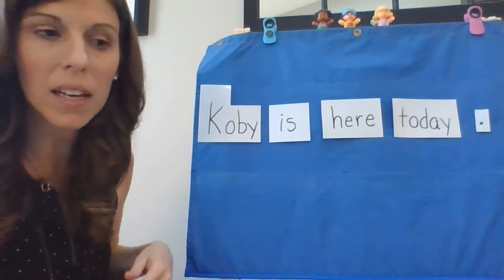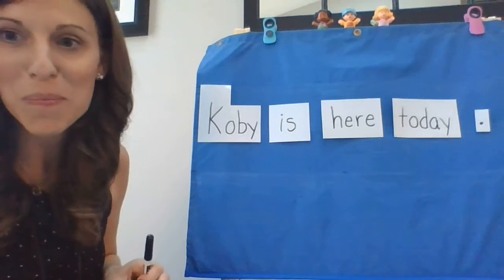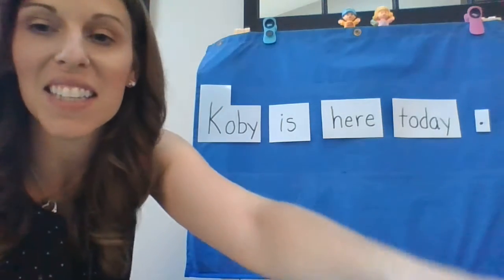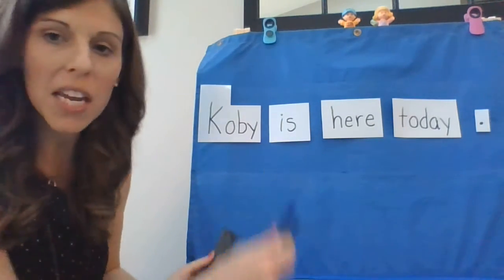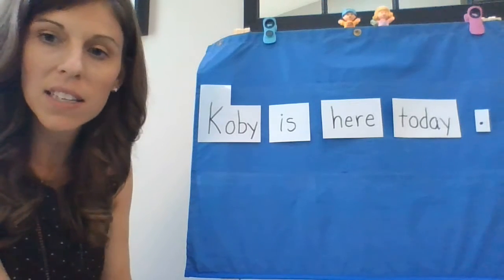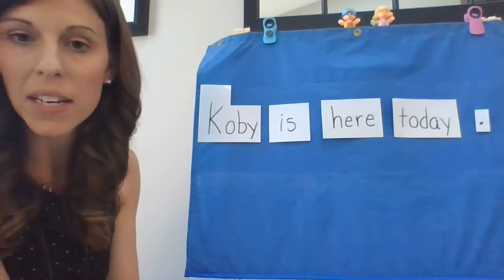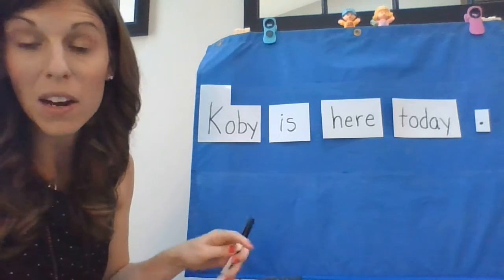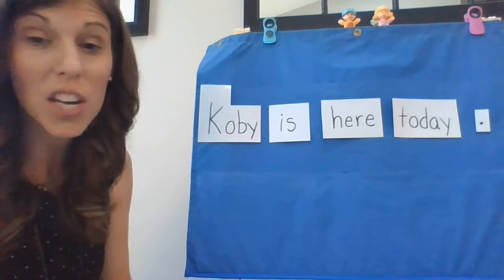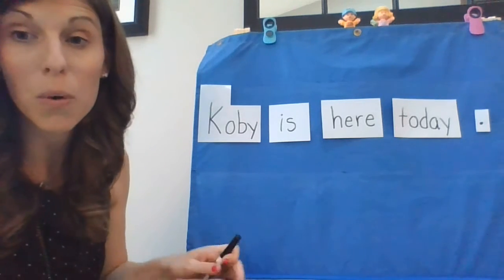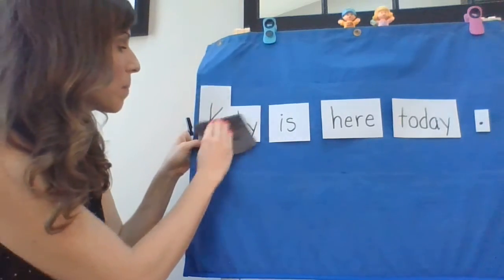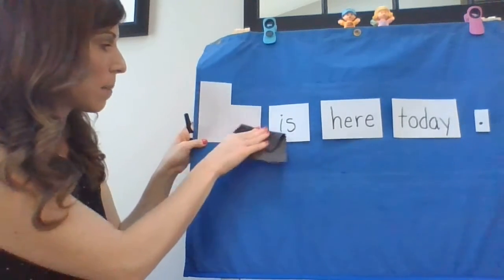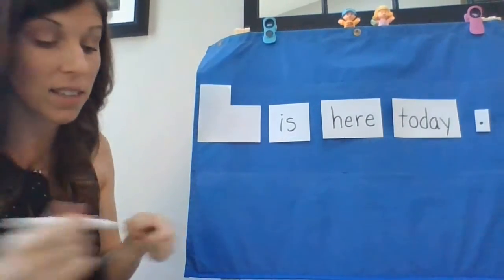Who else is here today? Can you look up and pick another person from our classroom? Do you remember her name? Tessa is here today. So if I wanted to change my sentence to say Tessa is here today, what word would I need to change? Can you tell me? I'm thinking that a lot of you were probably shouting out that you need to change the first word in the sentence, that word with a capital letter. That was Kobe's name. So I'm going to erase Kobe's name, and I'm going to change my sentence to say that Tessa is here today.